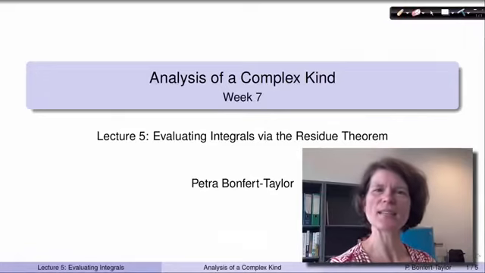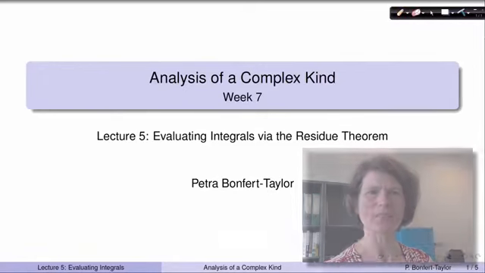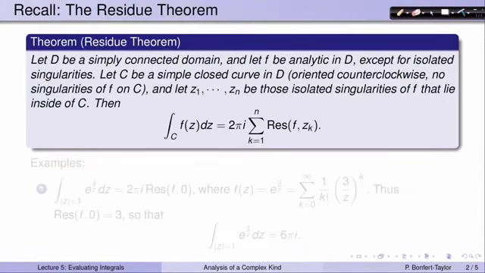Welcome to the 5th lecture in the 7th week of our course Analysis of a Complex Kind. In today's lecture, I'll show you a number of examples that demonstrate how the residue theorem can be used to evaluate complex integrals. Let me start by reminding you of the residue theorem.